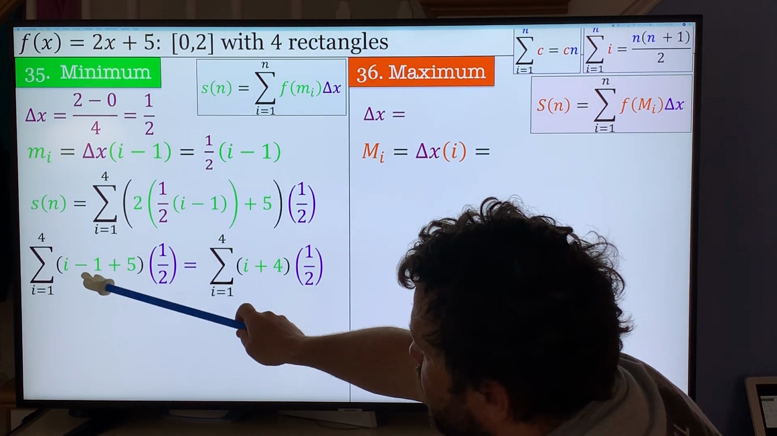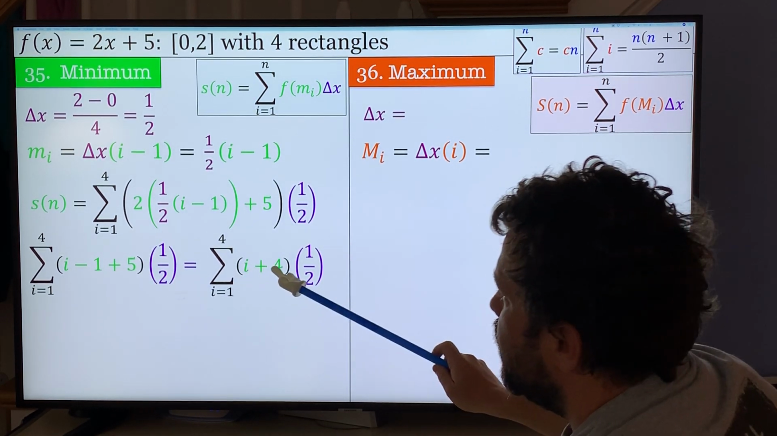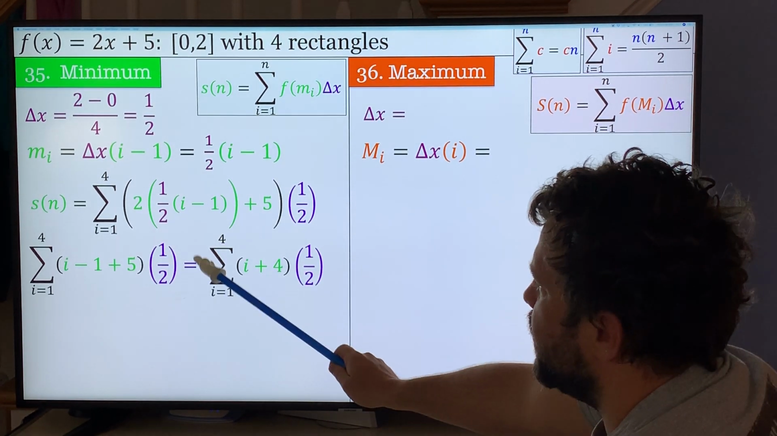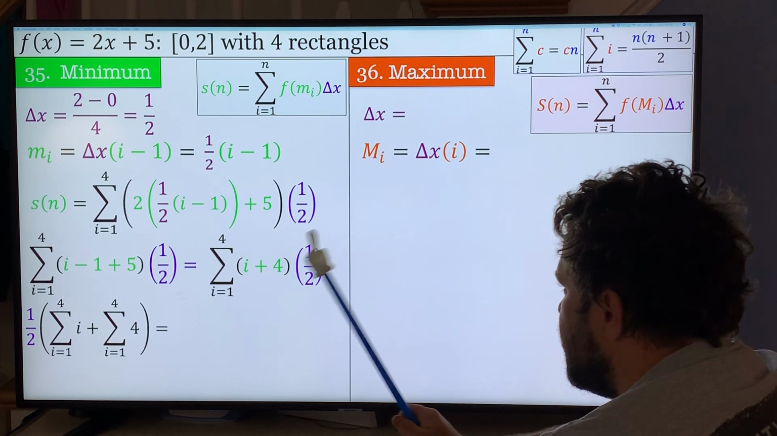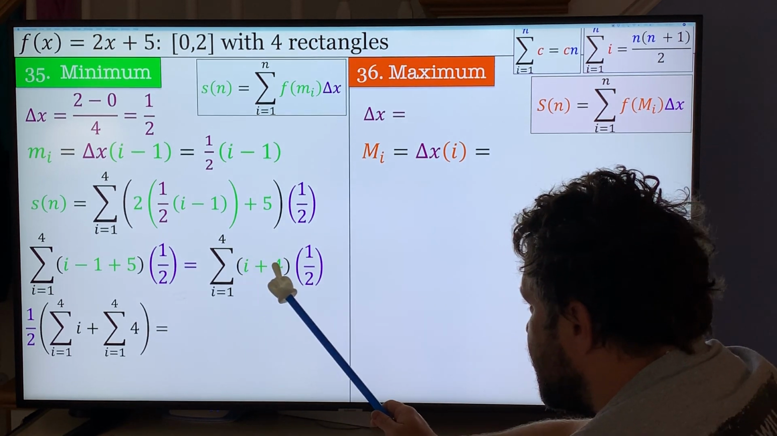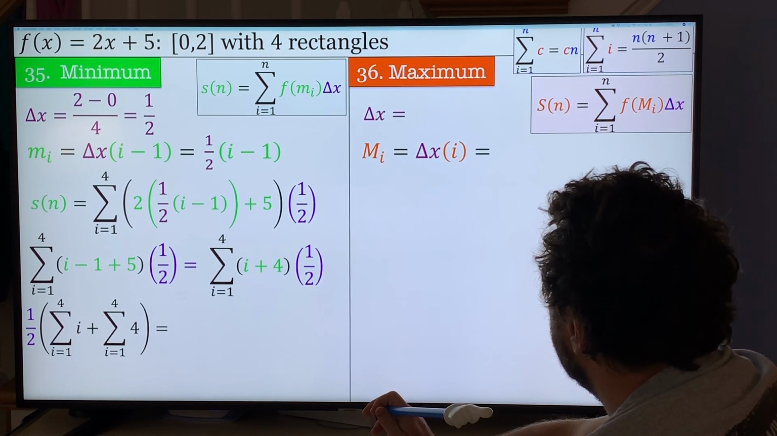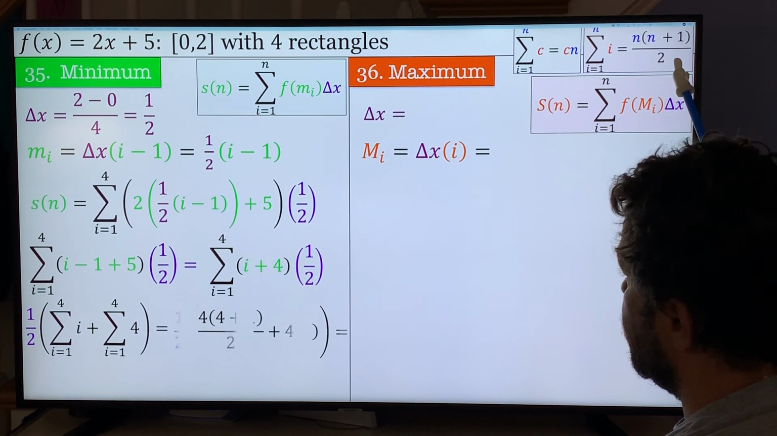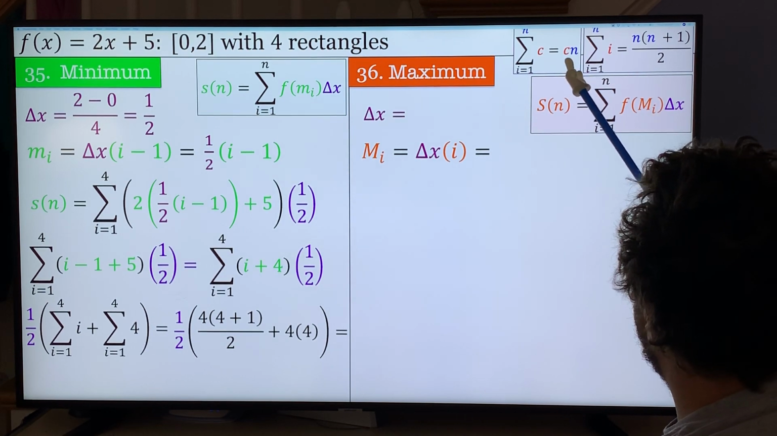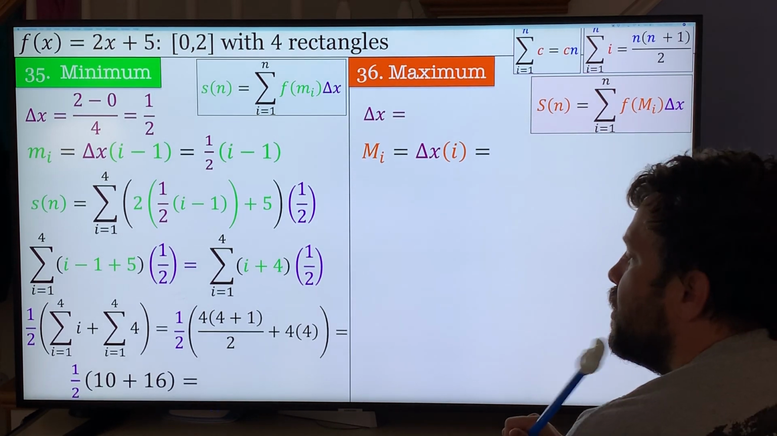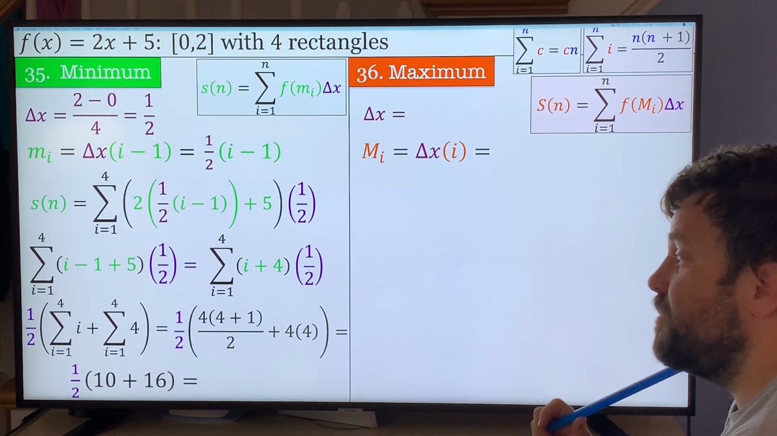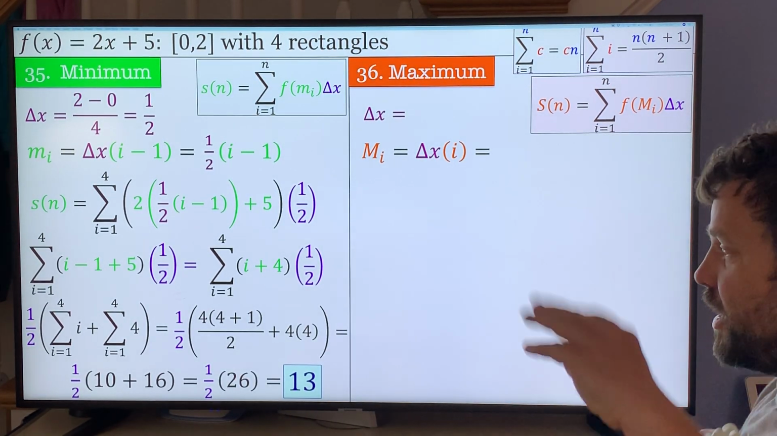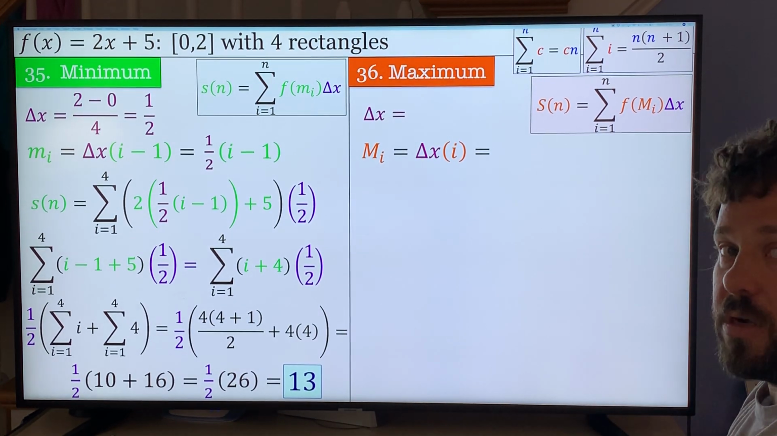But first, look at this. What's 5 minus 1? 4. You can do it either order. Drag the 1/2 out front, and then you sum each one: the sum of i, the sum of 4. We're going to use these formulas right here, right? 4 plus 1 over 2, 4 times 4. Half of 10 plus 16, half of 26, which is 13. You got it? Awesome.